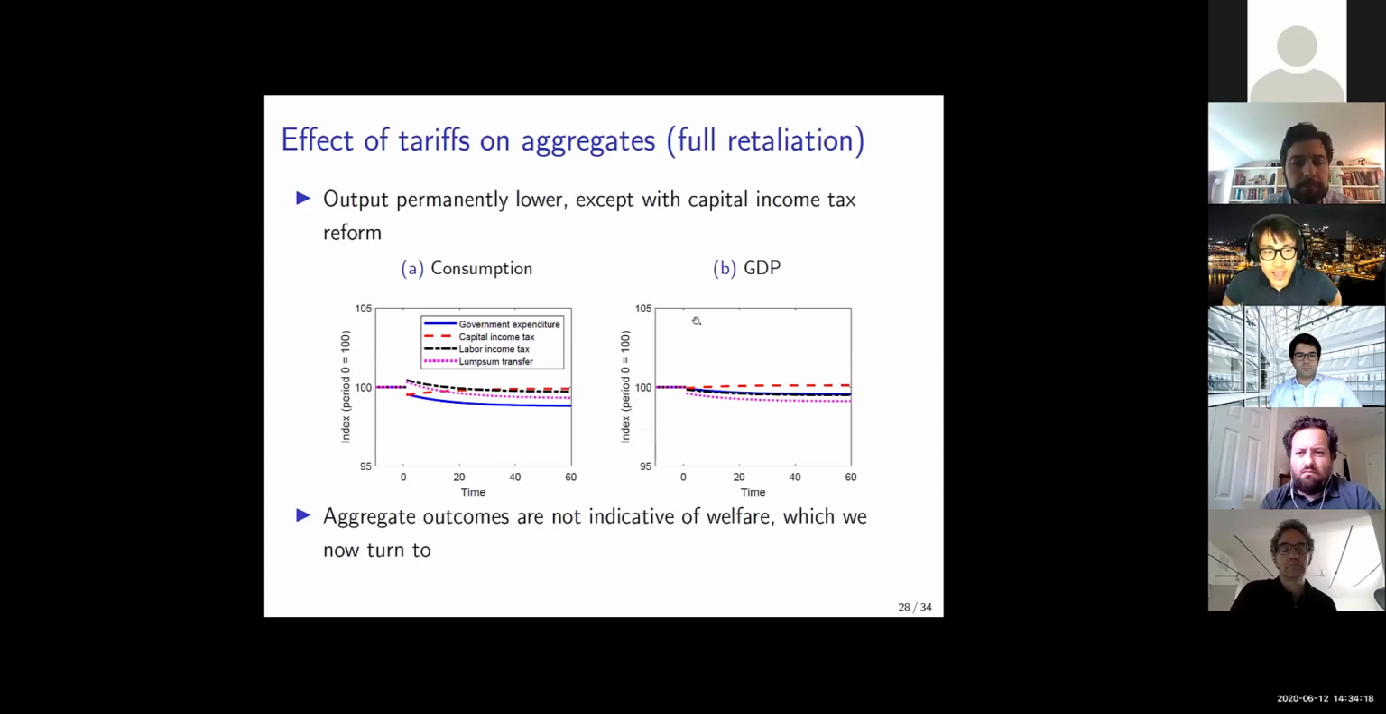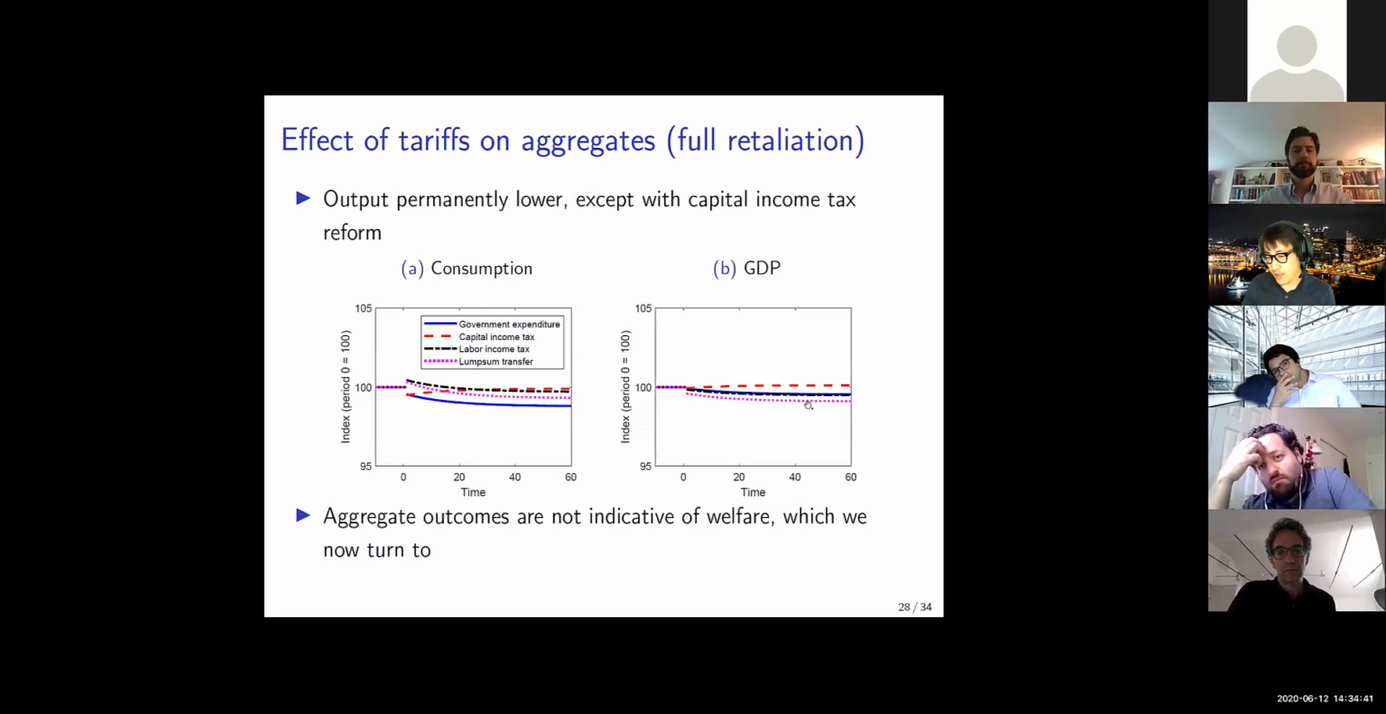Okay, so with the exception of the capital income tax case, which leads to more capital and higher output, output is going to be permanently lower in all these cases, as well as consumption. And again, with the lump sum transfer case, households have less incentive to accumulate capital, and so capital falls. So you have this biggest reduction in capital.